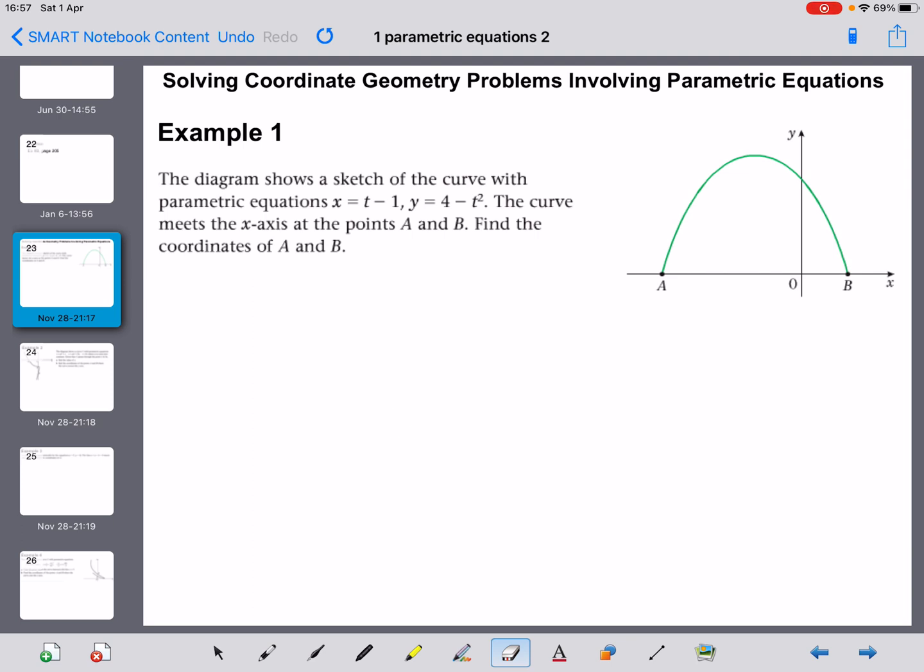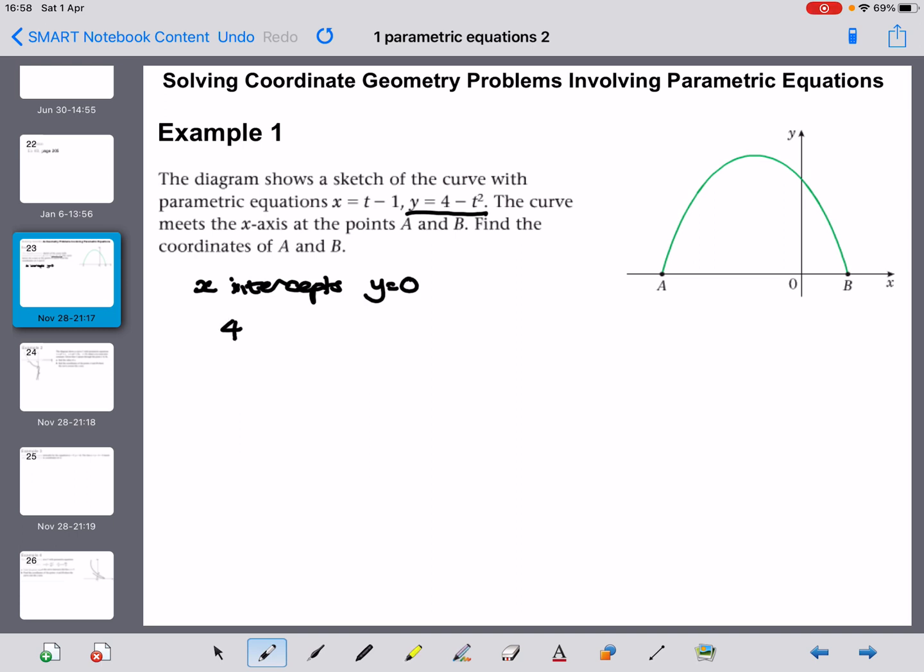Example 1. The diagram shows a sketch of the curve with parametric equations x equals t minus 1, y equals 4 minus t squared. The curve meets the x-axis at the points A and B. Find the coordinates of A and B. We know that a graph has x-intercepts where y equals 0. So I'm going to set my y parametric equal to 0 to find the value of t where y is 0.